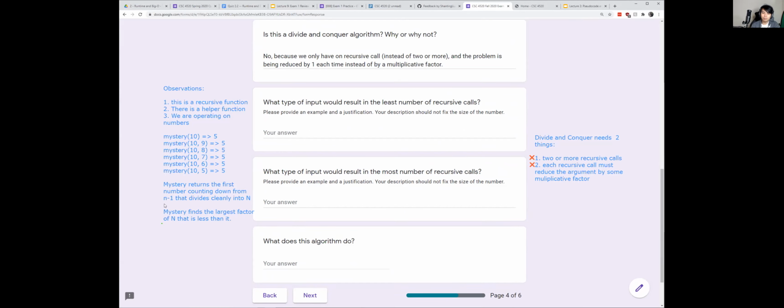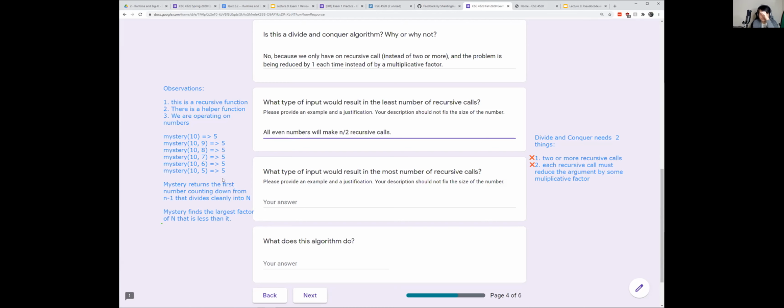Well, if you're thinking about how mystery is returning the largest factor, the largest factor is always going to be whatever you divide that number by 2 with, if it's even. So what we care about here is all even numbers, right? Any number that's even will make n over 2 recursive calls. Because if you look at the example for 10, we go from 10 all the way down to 5, and that's 5 recursive calls. That'll hold true for any even number.